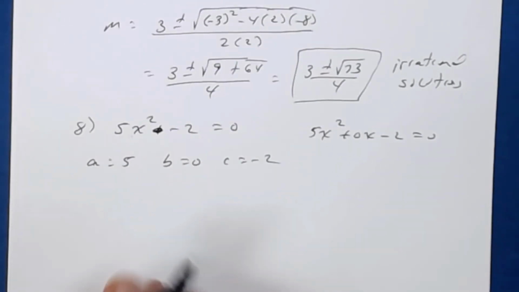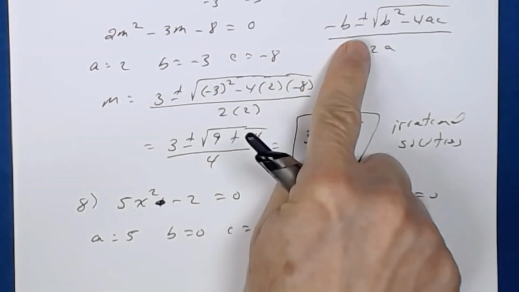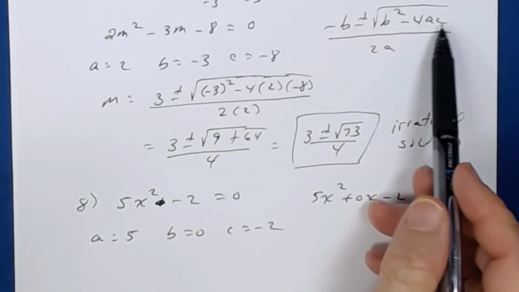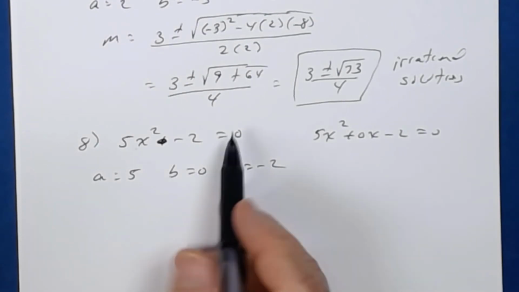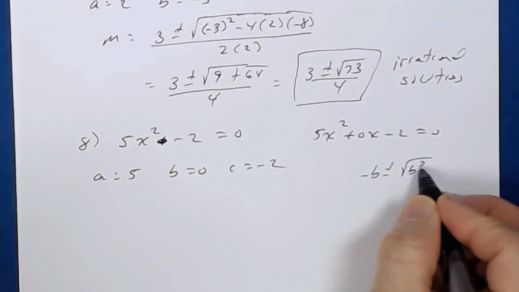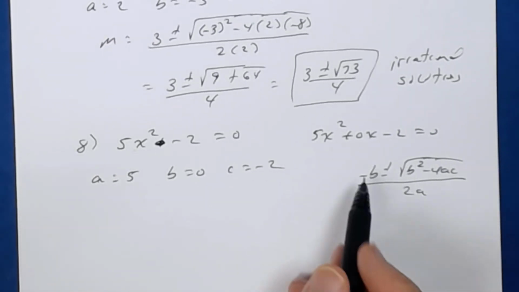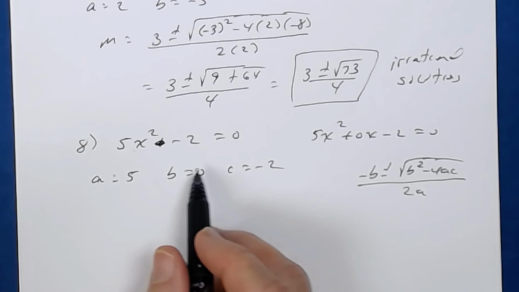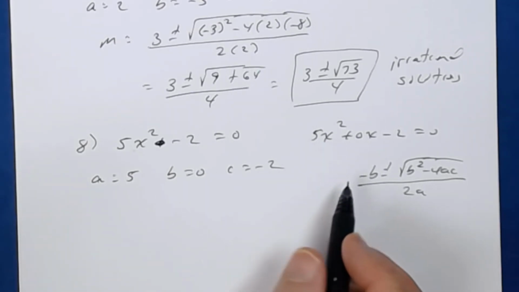All right, now let's go and put that into your formula. Remember, the formula is the opposite of B, plus or minus the square root of B squared minus 4AC, all over 2a. Let me go ahead and write it right here. B squared minus 4ac all over 2a. All right, so the opposite of b. Well, if it's b of 0, what's the opposite of 0? Well, the opposite of 0 is 0, right?